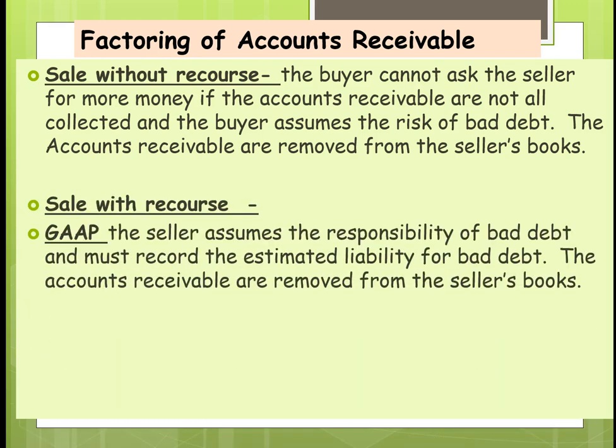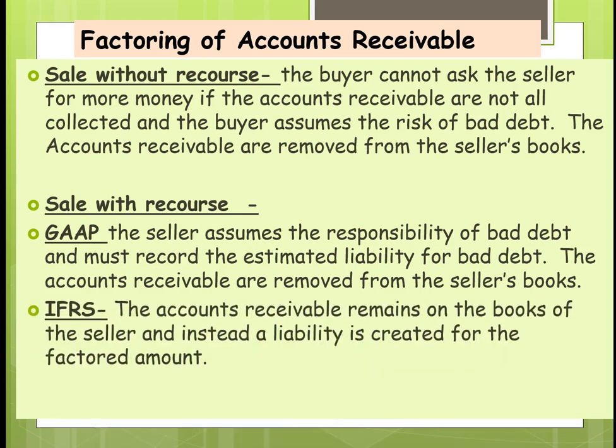Sales with recourse. Under GAAP, the seller assumes the responsibility of bad debt and must record the estimated liability for bad debt. The accounts receivable are removed from the seller's books. Under the international standard, the accounts receivable remains on the books of the seller, and instead a liability is created for the factored amount. So let's go through all three of those examples.